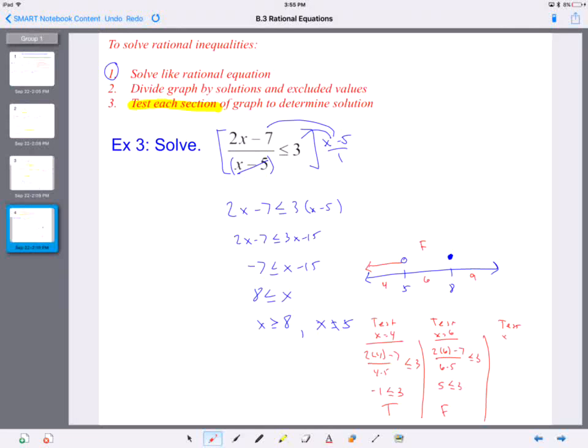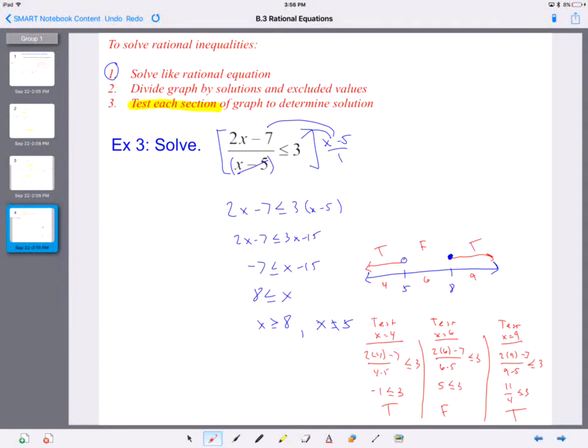We have anything greater than 8. So at 9, what happens? Well, this is 2 times 9 minus 7 over 9 minus 5. And is that less than or equal to 3? So that's 18 minus 7, which is 11. 9 minus 5 is 4. Is 11 fourths less than or equal to 3? Well, 11 fourths is 2 3/4. So 2 3/4 is less than or equal to 3, so that's a true statement. So that means everything to the right is also true. So we have true, false, true.